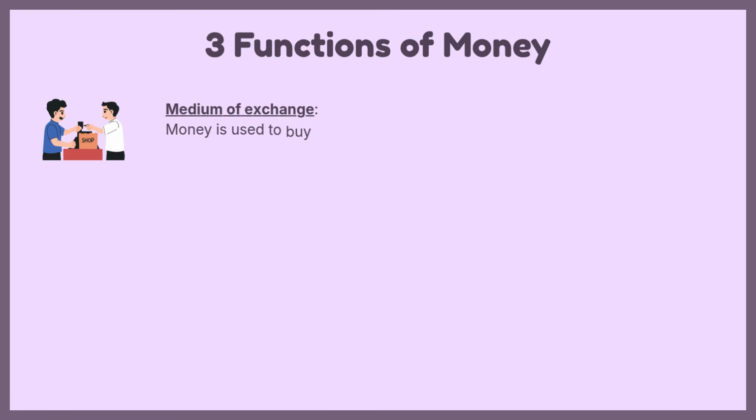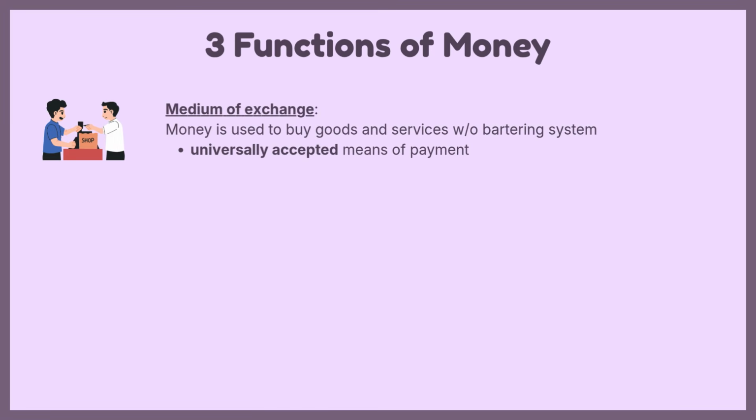So, what can money do for us? Money actually has three very important functions. First, it serves as a medium of exchange. Money is used to buy goods and services, without the complications of an inefficient and slow bartering system, by being a universally accepted means of payment.